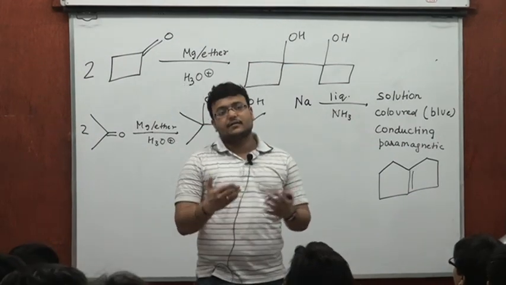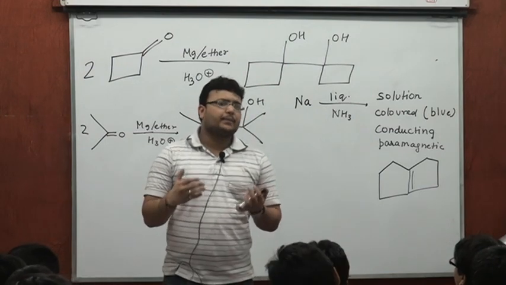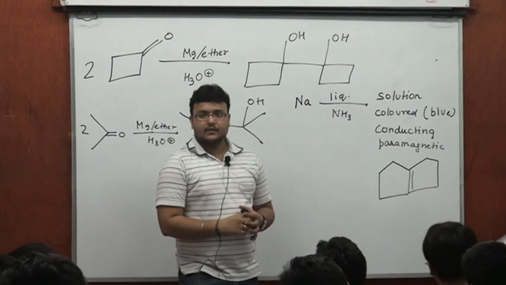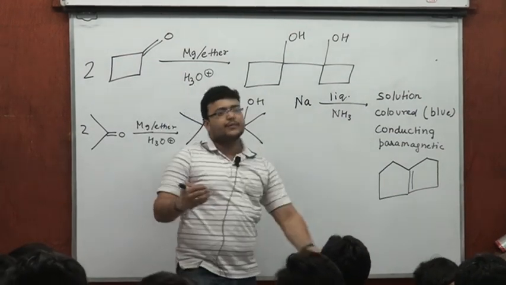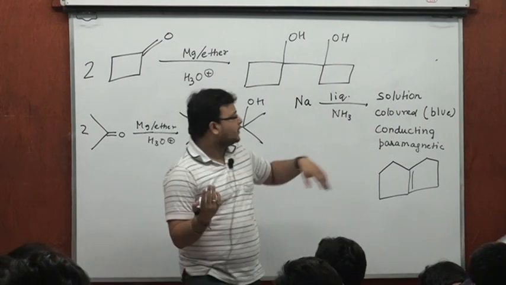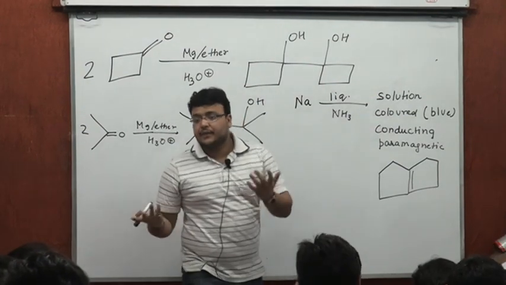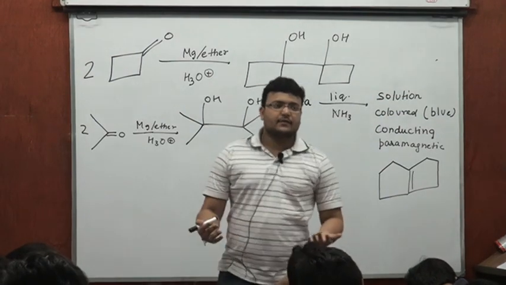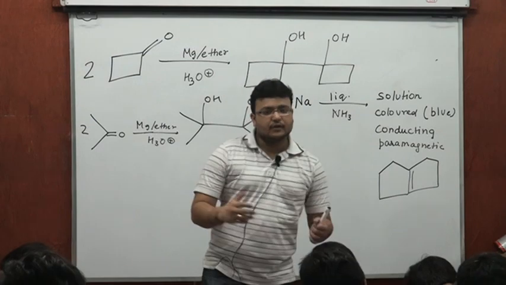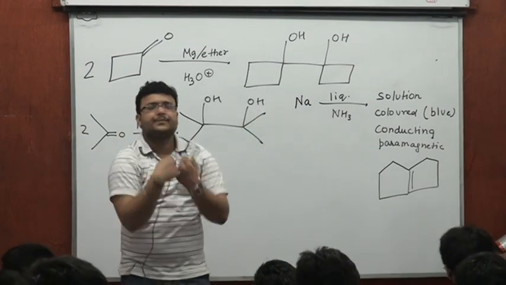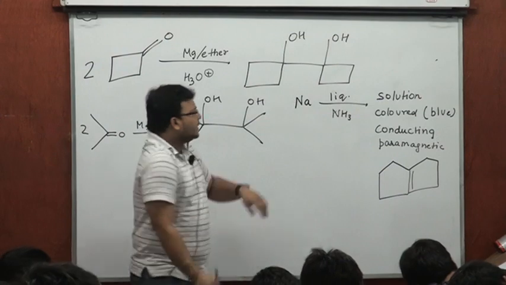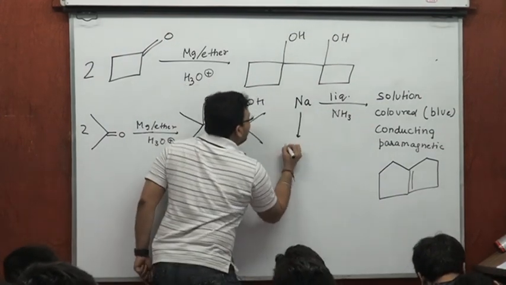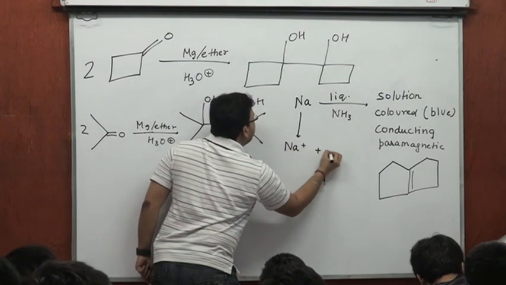We'll discuss this in more detail, but presence of unpaired electrons can certainly make a solution conducting, because it would be the electrons, the charges, which would be moving. Paramagnetism is again because of unpaired electrons. So many times a system will owe its color to unpaired electrons. This suggests that sodium going in liquid ammonia would have lost its electron, become Na plus and e minus.